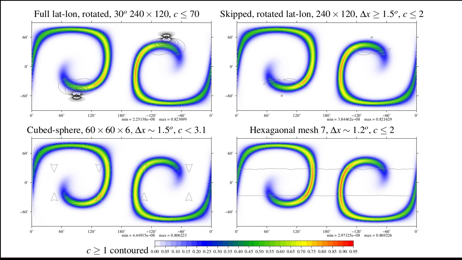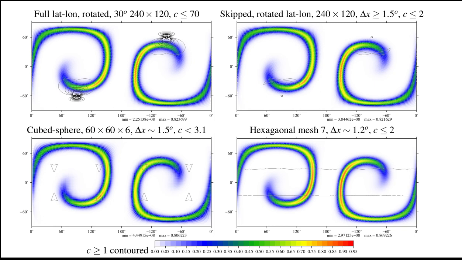These results use the full latitude-longitude grid but rotated 30 degrees so that there's flow over the pole. The two poles are here and the contours show where the current number is greater than 1. With the flow over the poles, the current number gets up to 70 for this test case, and you can see that the tracer is advected through the poles where the current number is large without any obvious problems.